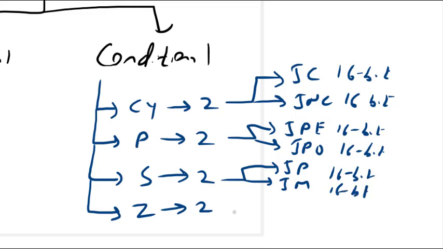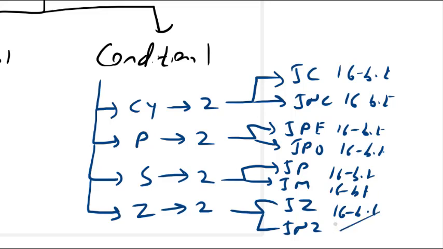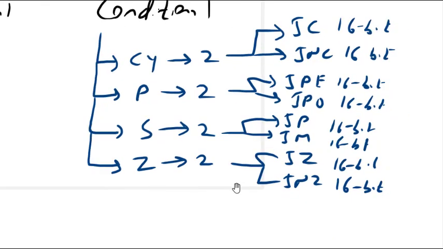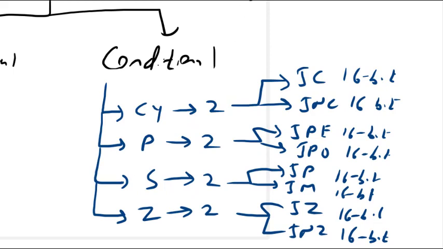Then with respect to 0, we have two jumps: jump if 0 and jump if no 0. These instructions are called conditional jump instructions, because the jump will be executed only if a particular condition is satisfied. Let us see with one example.